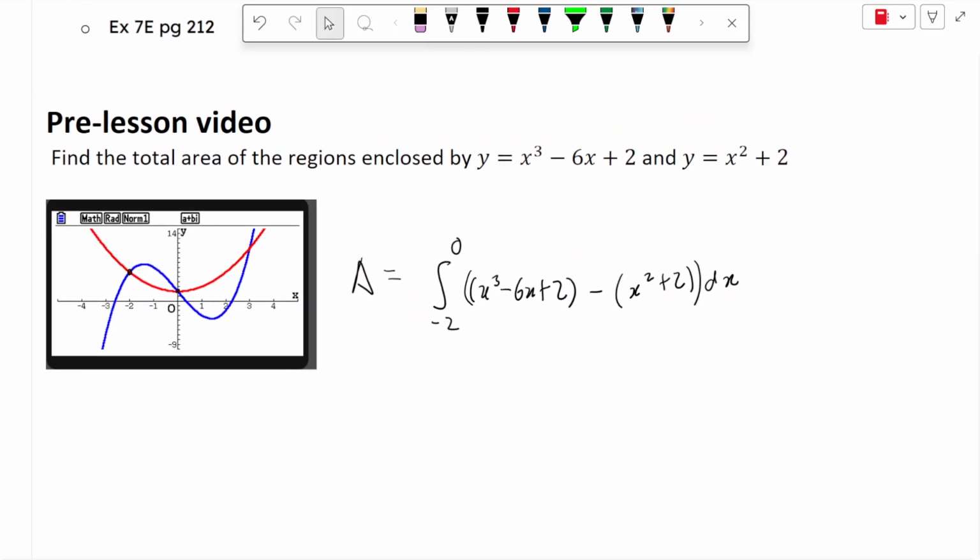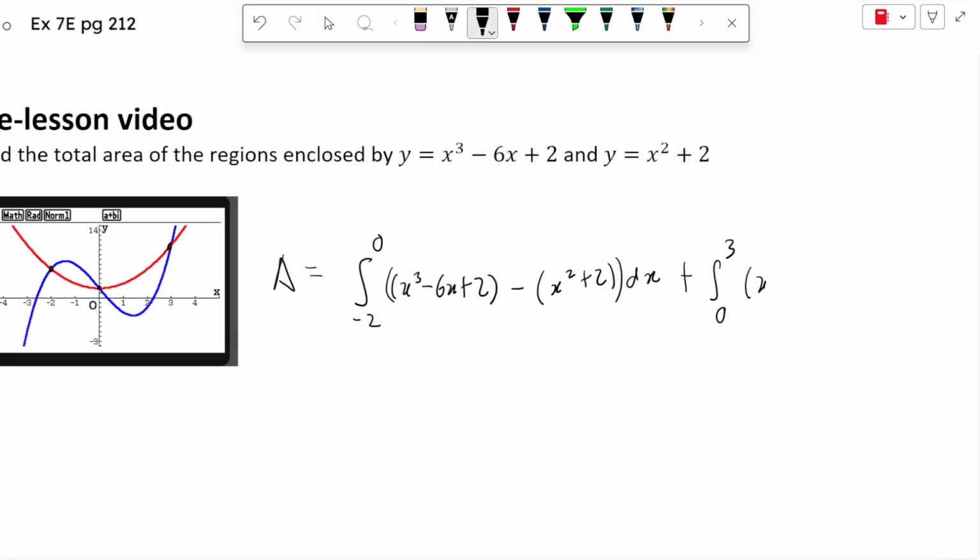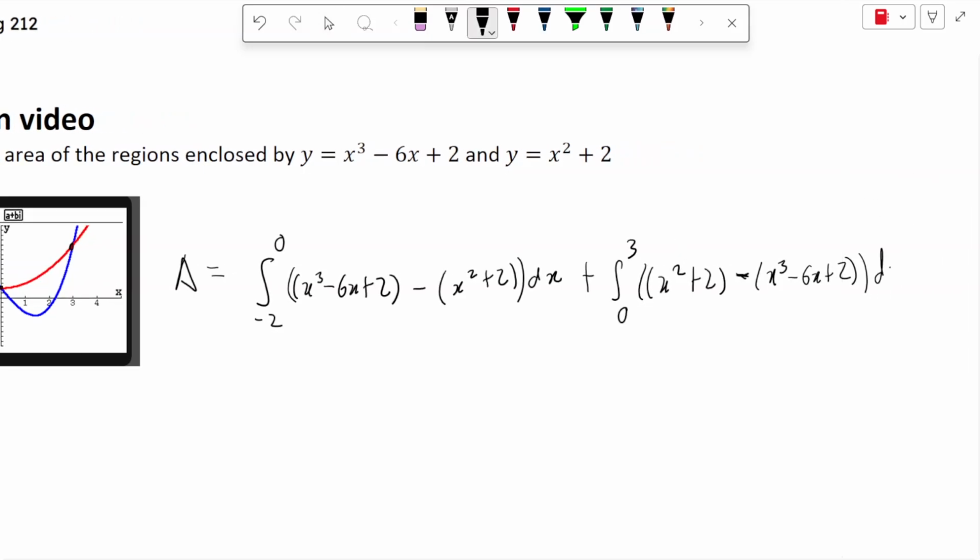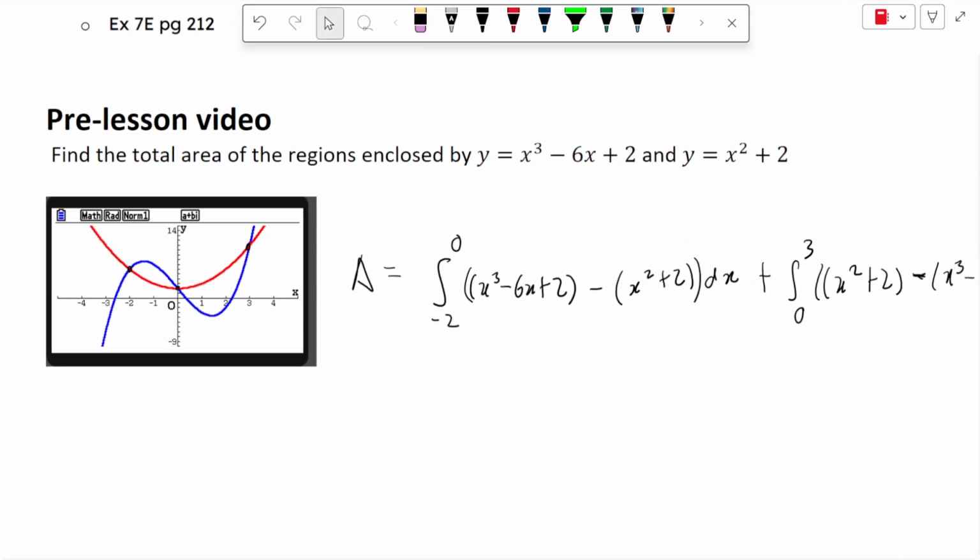Then it's going to be the integral from 0 up to 3, because I reckon 3 is the other intersection there, of the top function. So that's x squared plus 2 on the top now, take x cubed take 6x plus 2. Okay. So that would be the total area.